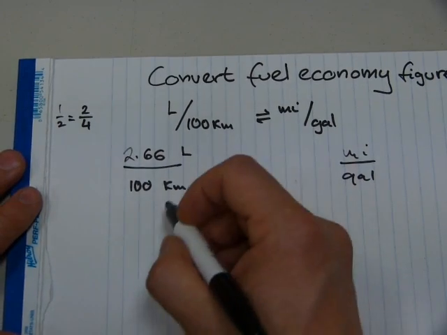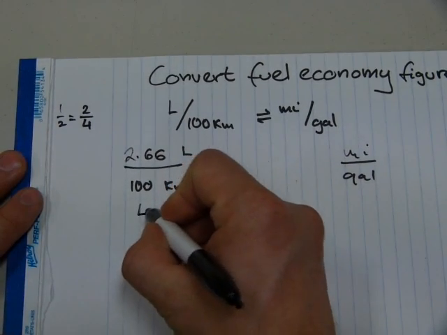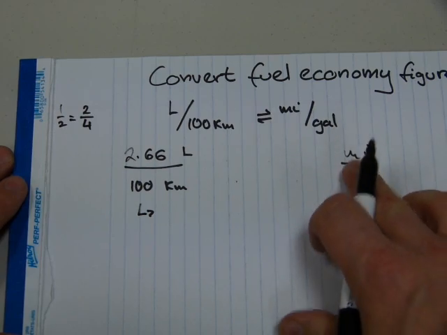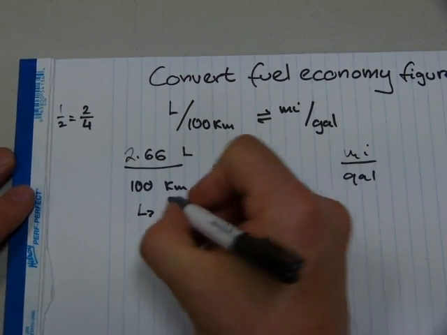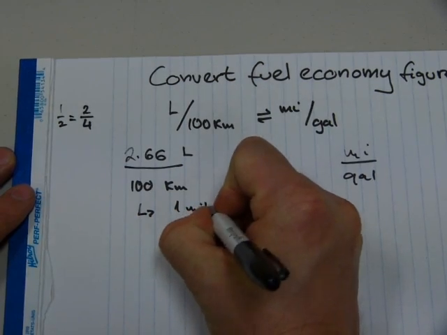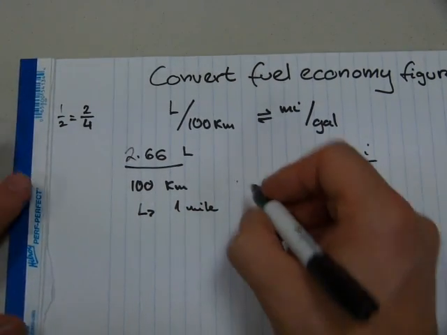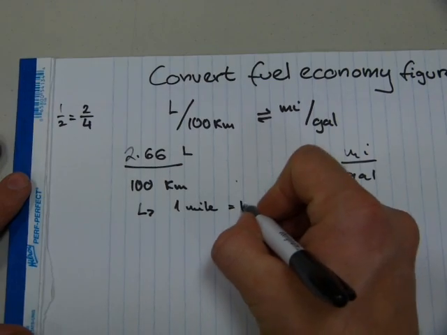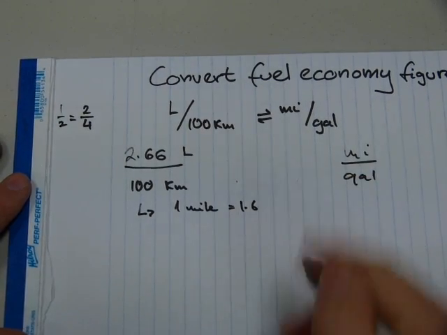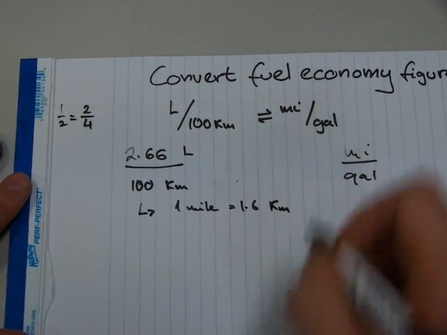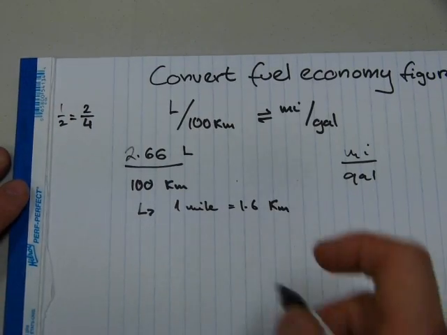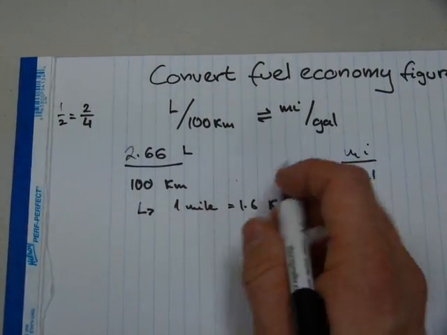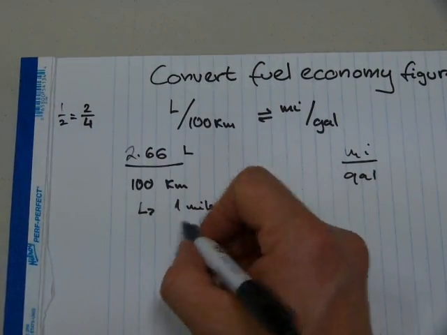So to do it, we have to convert the 100 kilometers into some miles, and we know that 1 mile, land mile, not nautical mile, 1 mile is 1.6 kilometers. There's more digits there too. It's actually 1.609344, but don't worry about the rest of the digits. For this calculation it's going to be close enough.